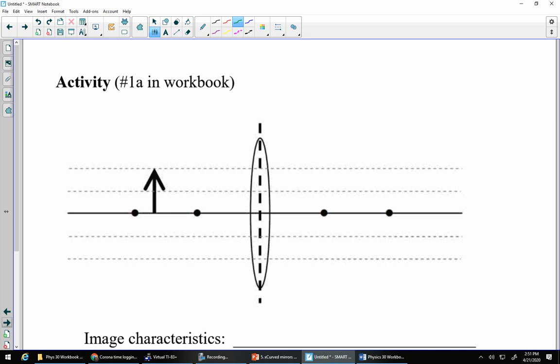Activity 1A in your workbook, you can try this one out. Give it a shot. Put it on pause. When you're ready, we'll get back to it.